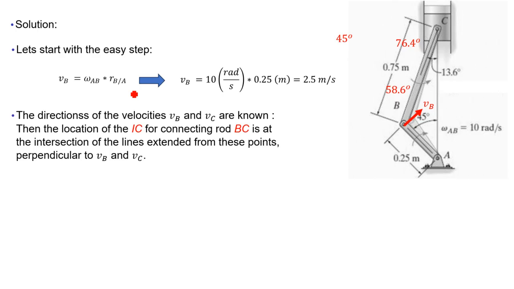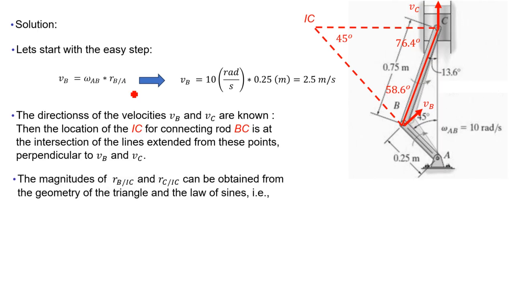So I can then find the location of the IC for the rod BC, and it's going to be at the intersection of the lines extended from these points, perpendicular to the VB and the VC. So this will be the first one, and that will be the velocity VC direction, and this will be perpendicular to it. And we're going to have the IC point. Now we have all the angles. We have 45, 76, and 58. I can use now the sine rule to obtain the length of the RBIC and the RCIC.